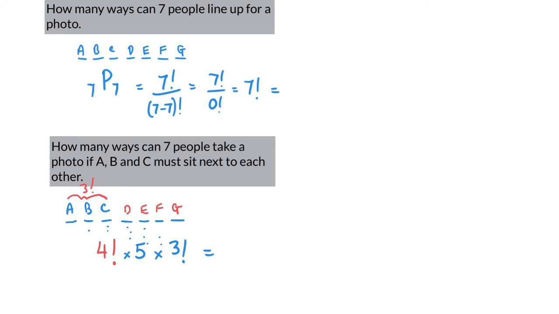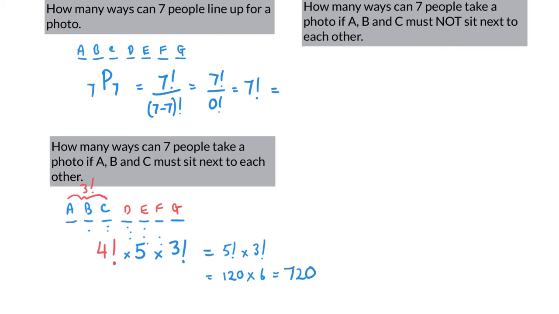Okay, when we had 2 people sitting next to each other, it was times 2, but it's actually 2 factorial. So for 3 people, they can be arranged in 3 factorial ways. So this is 5 factorial times 3 factorial. 5 factorial we know is 120, and times 6 is equal to 720.